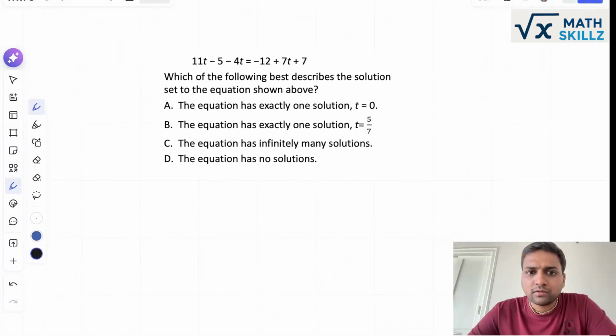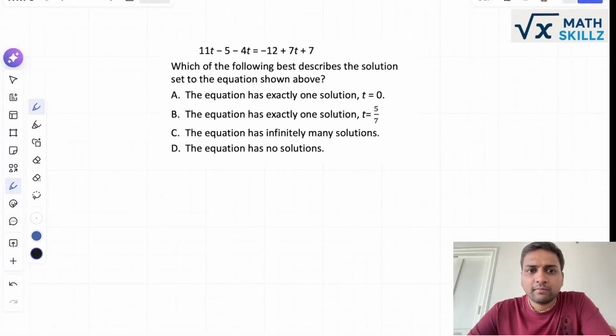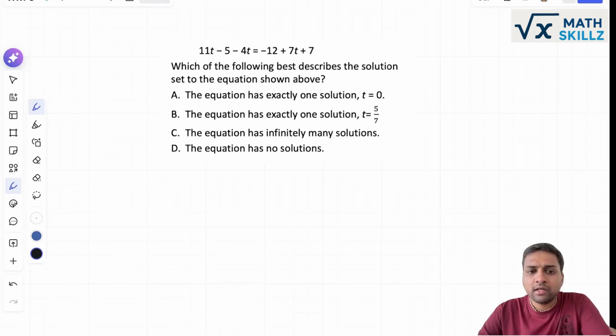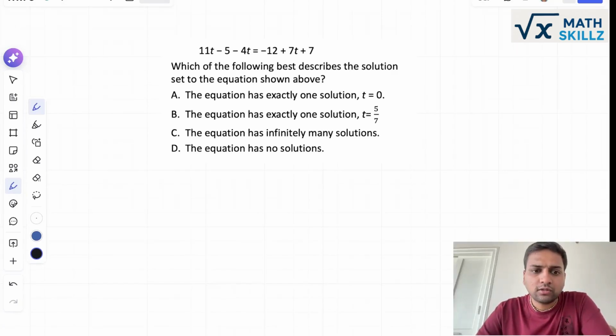So here is a question. 11t minus 5 minus 4t equals minus 12 plus 7t plus 7. Which of the following best describes the solution set of the equation shown above? There are four options here. The equation has exactly one solution at t equals 0. The equation has exactly one solution, t equals 5 by 7. The equation has infinitely many solutions. The equation has no solutions. So let us solve this question.